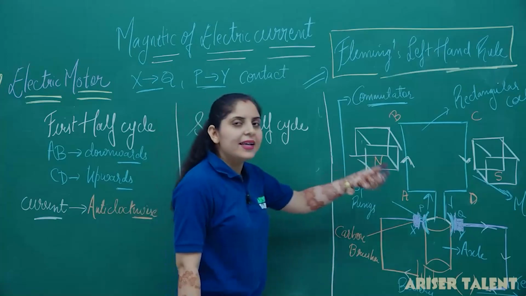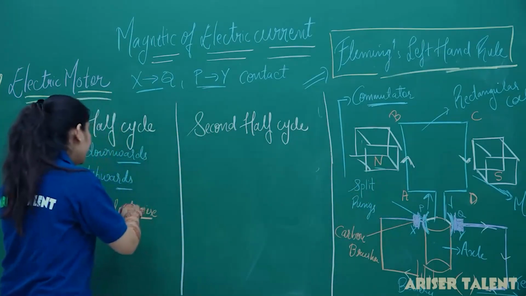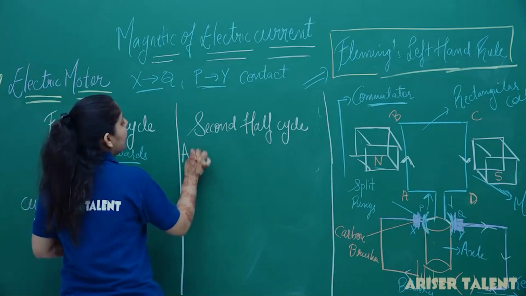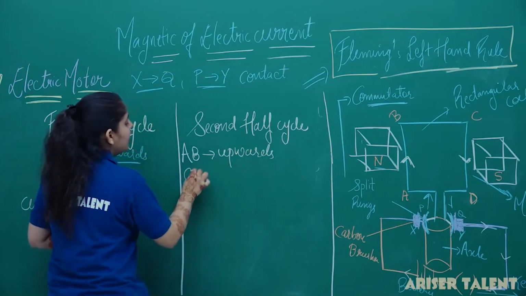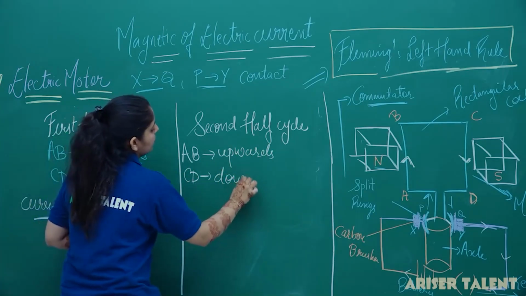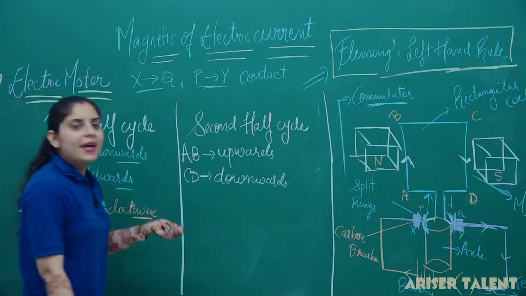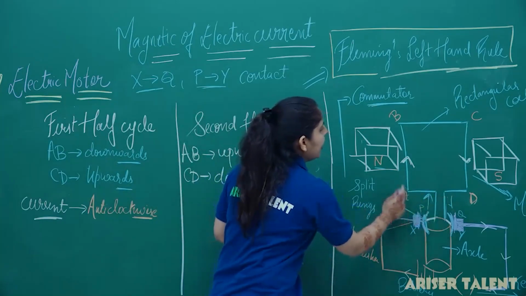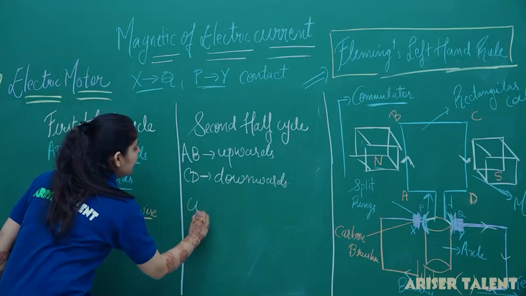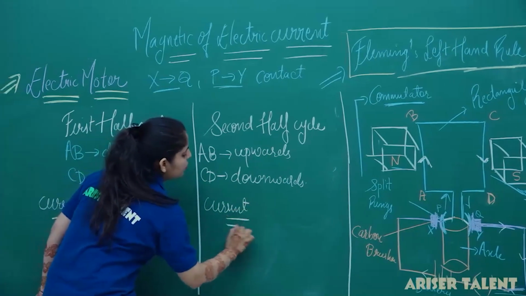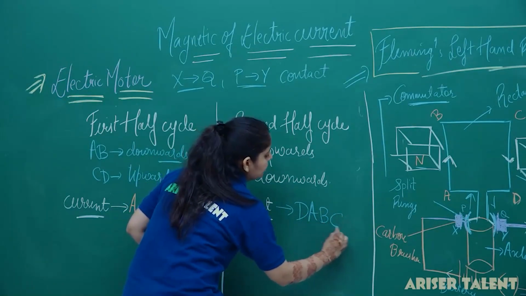Now what will happen in the next cycle? Just the opposite case will occur in the next cycle. In the second case, AB will be pushed upwards and CD will be pushed downwards. So the direction of the current will be DABC. It means the direction of the current will be clockwise in this system. So current is going to flow in the direction DABC.